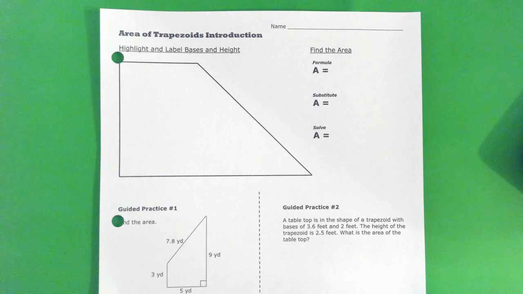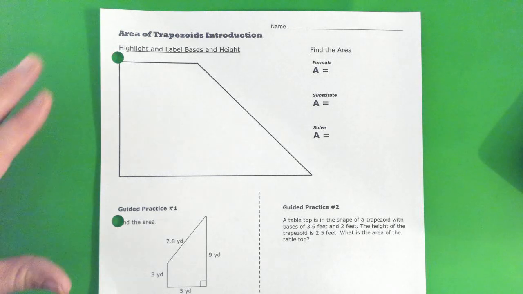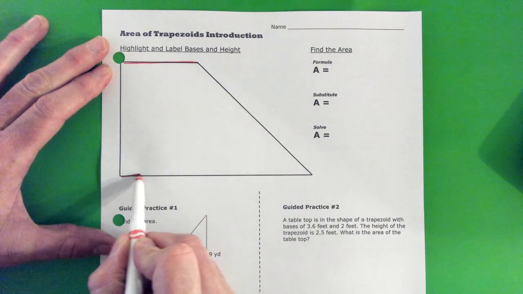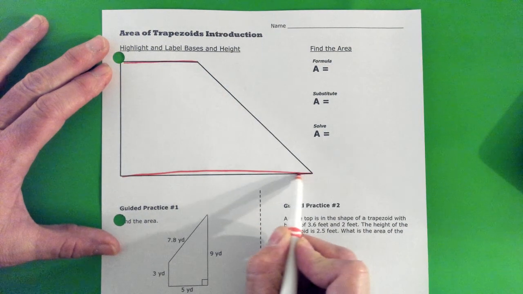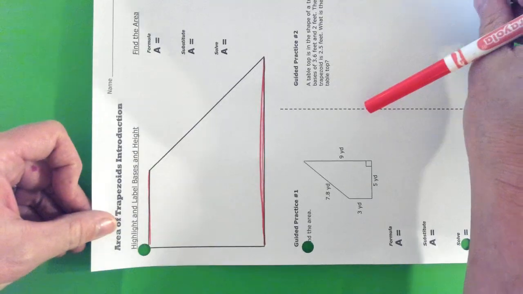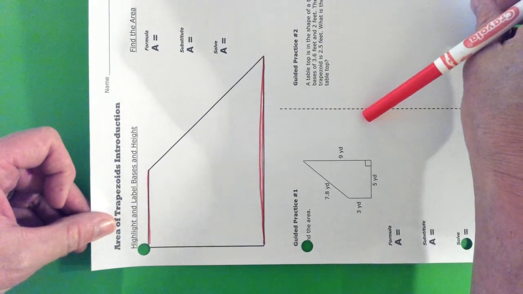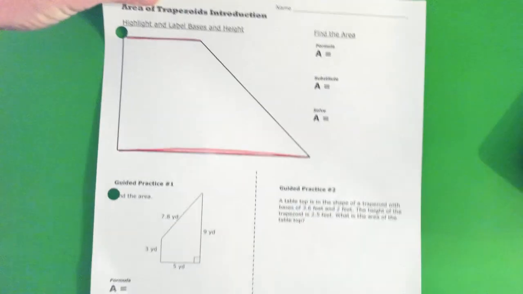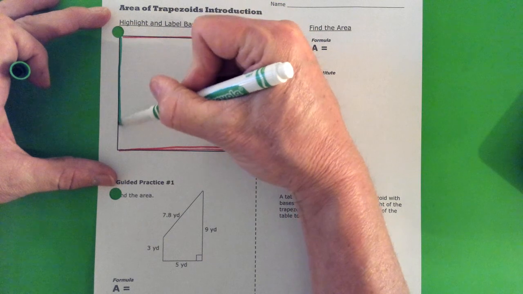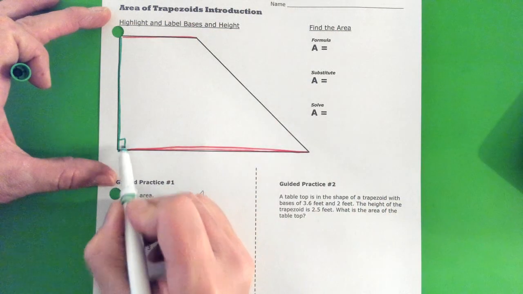So to find the area of a trapezoid, you need base 1 and base 2. Go ahead with your red marker and highlight base 1 and base 2, which will always be your parallel lines. Whether your trapezoid's facing this way or this way, find the parallel lines. That's your base 1 and base 2. Your height is always going to be 90 degrees to your bases, so look for that vertical 90-degree mark.